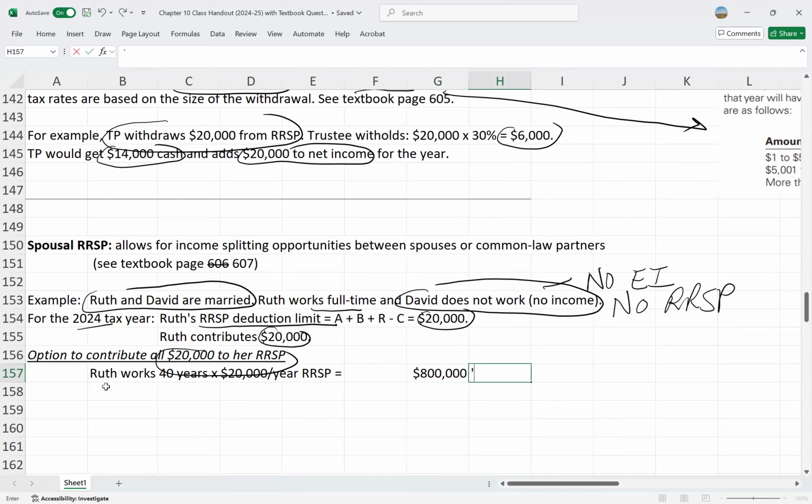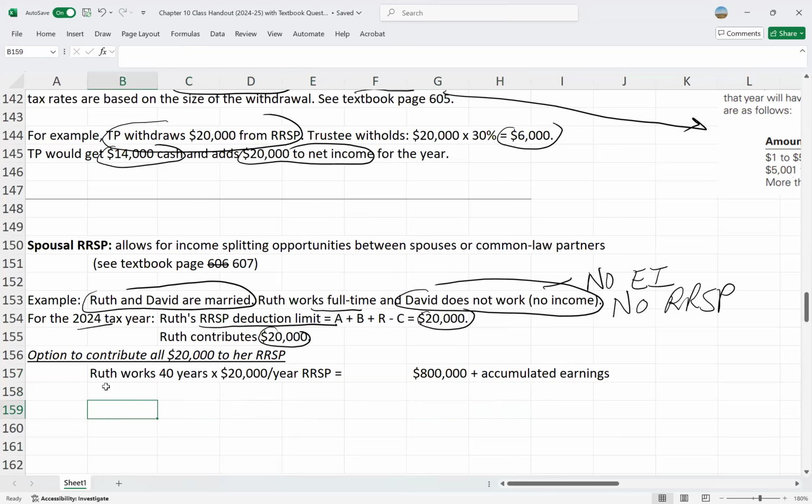Now there will be accumulated earnings as well. And what I mean by that is that obviously when you put money into an RSP, you're going to invest it. It's going to invest in exchange traded funds, mutual funds, stocks, term deposits. So there's going to be all this accumulated earnings. So it's not just going to be the 800,000 that she put in, but it's going to be a bunch of accumulated earnings as well.